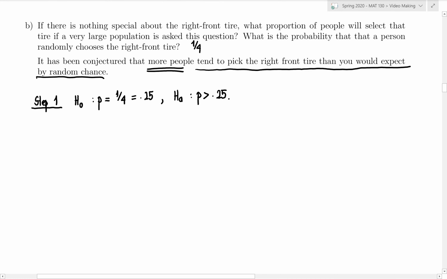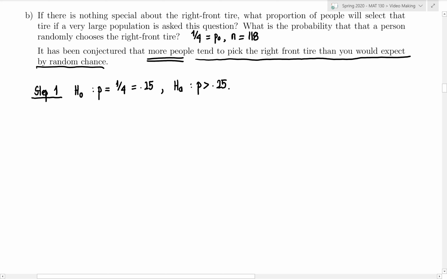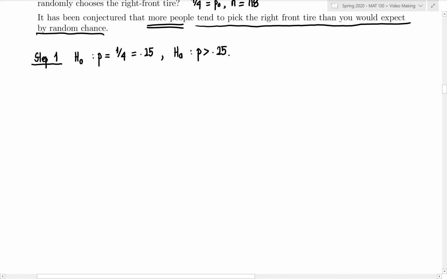Again, we said this is a simple random sample, and the next thing we want to check is whether our assumptions are satisfied. Our p0 in this case is 1/4, and our n is 118. If you do n times p0 and n times 1 minus p0, you're going to see that both of them are bigger than or equal to 5. So the assumptions for our hypothesis test are indeed satisfied.